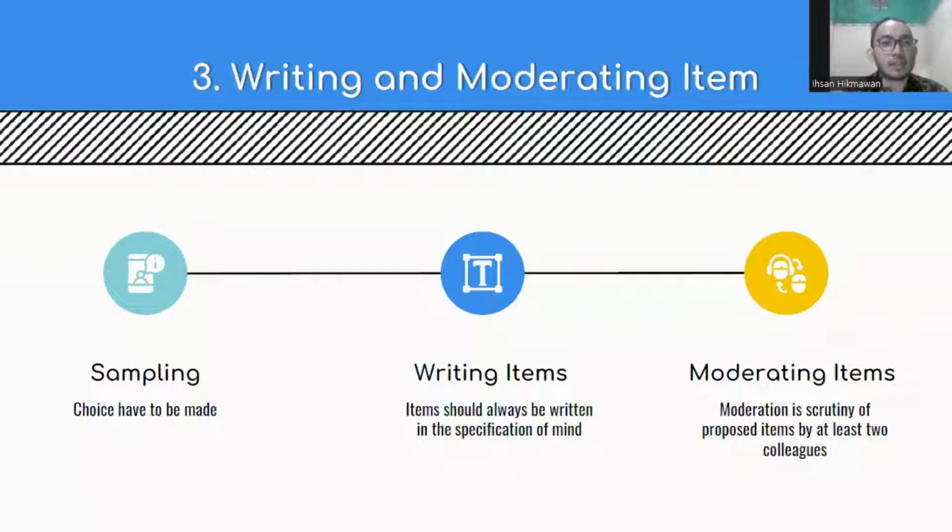The next stage is writing and moderating items. Just consider the 3 things here: sampling, writing items, and moderating items. Sampling means choices have to be made. Writing items means the items should always be written in the specifications, and moderation means the scrutiny of proposed items by at least 2 colleagues.